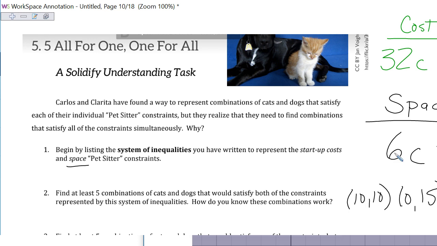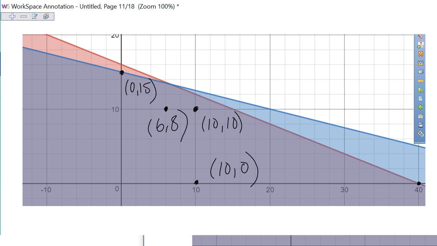All right. Find at least 5 combinations of cats and dogs that would satisfy one of the constraints, but not the other. Oh, then you just have to look at, let's see, I think right that. So, like right there. Yeah, that'd be. What is that? Like 1, comma 16? That would be 1.